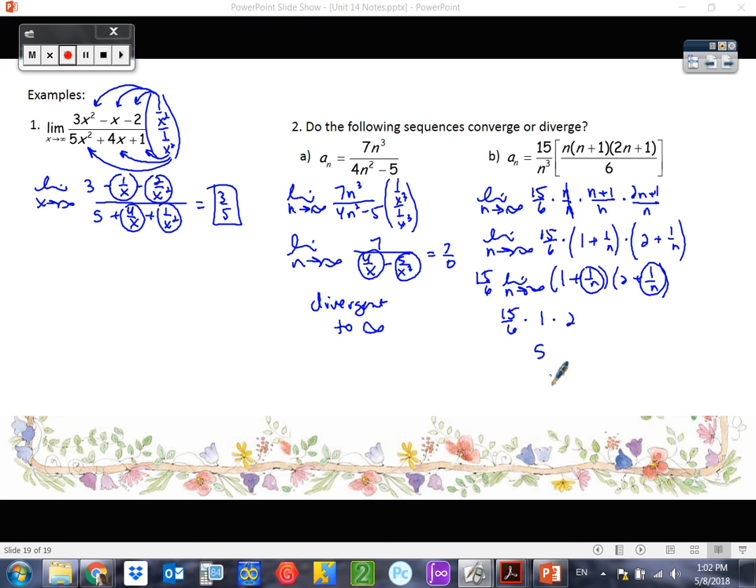So what that tells us is that this sequence is going to converge to 5. Okay. And that is the lesson for today.